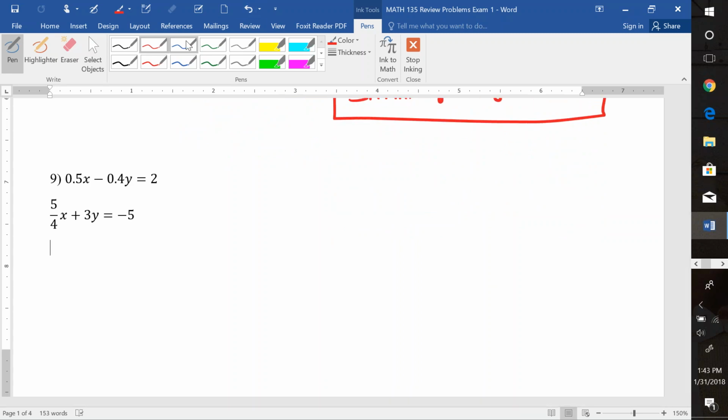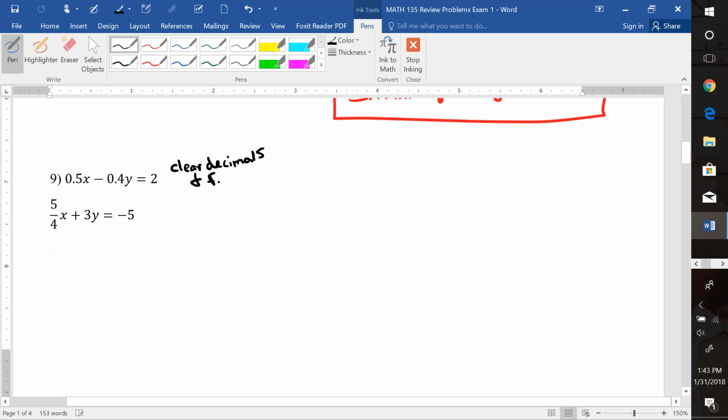So for this next one, it's a little bit trickier because you have this issue of decimals and fractions. I would clear the decimals and fractions first. Then we can determine how to cancel out a term. So if you multiply everything in this equation by 10 because there's only one decimal place to clear out. First of all, you need to be careful. 10 times 0.5 is 5x. 10 times -0.4y would be -4y, but you also have to multiply 10 times 2, so that makes this 20.